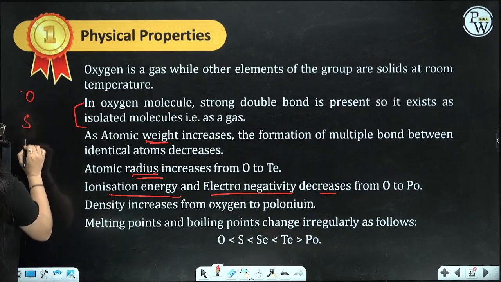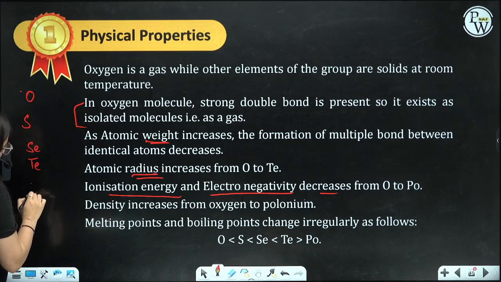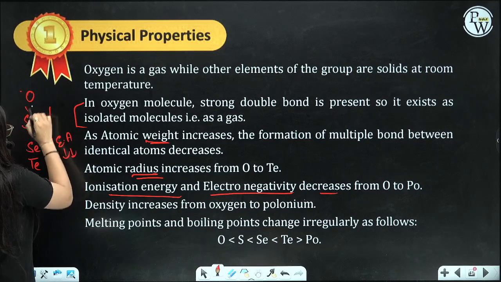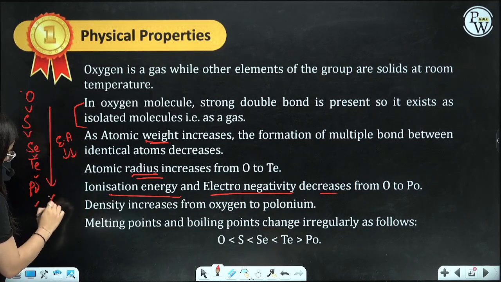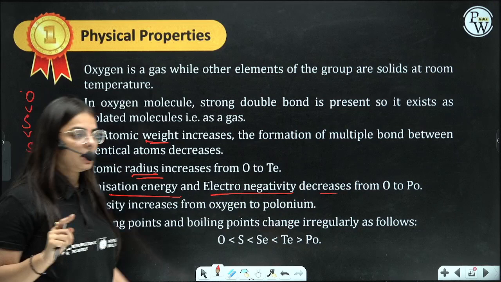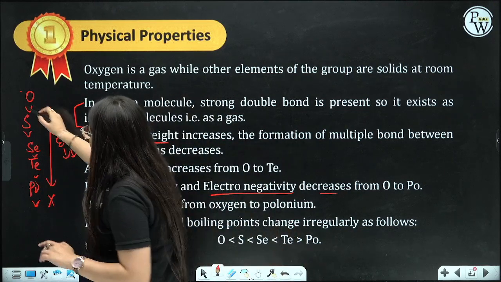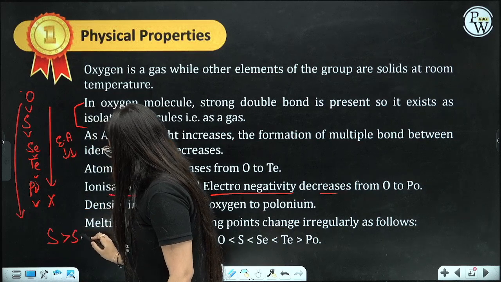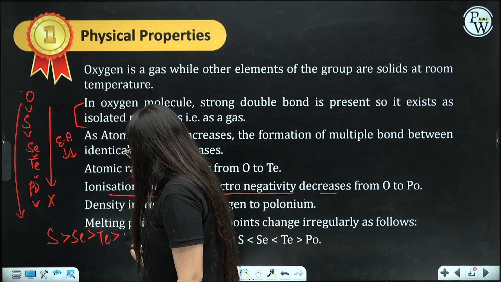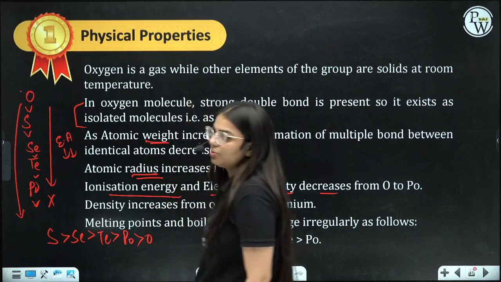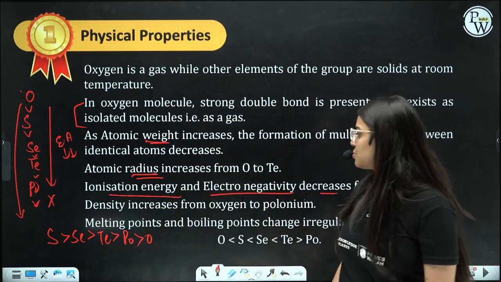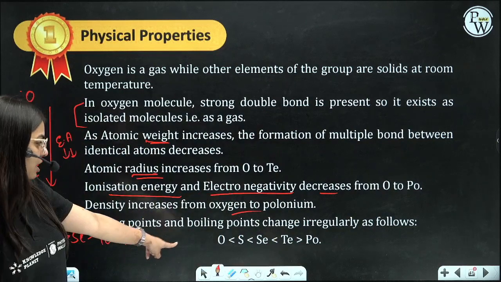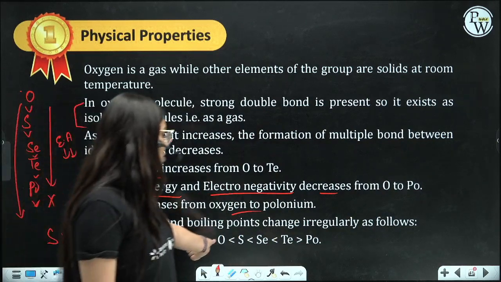See, the trend should be oxygen, sulfur, selenium, tellurium and polonium. Down the group, electron affinity should also decrease. This should be the order, but this is not. See, in the case of nitrogen, it came after phosphorus, but over here oxygen will have the least value. So the order is going to be sulfur will have the highest, then selenium, then tellurium, then polonium, and at last it is going to be oxygen. Density increases from oxygen to polonium. Melting point and boiling point basically change regularly. So this is going to be the order for that.